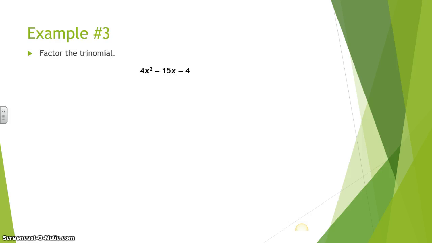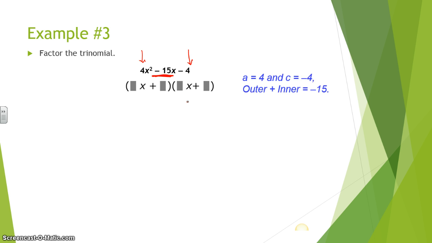Example 3, we have 4x squared minus 15x minus 4. So we have to think what factors would give you a, 4. What factors would give you c here, negative 4, but would add to be a negative. Notice this is negative 15x. So you can set it up with your factor parentheses. So a is 4, c is negative 4.